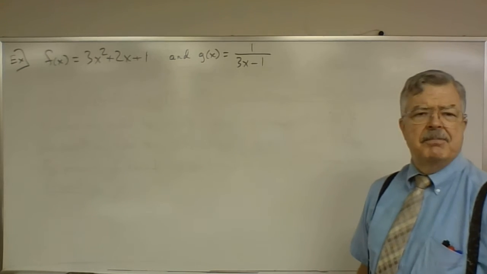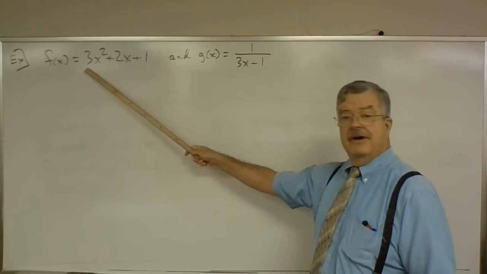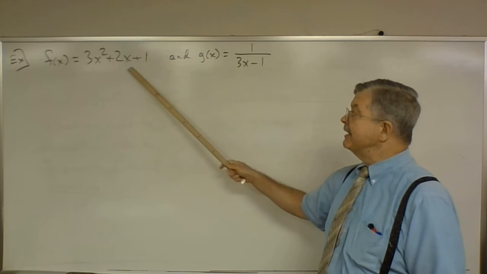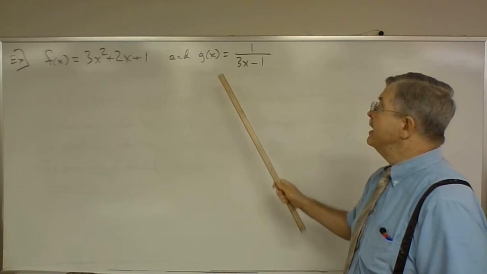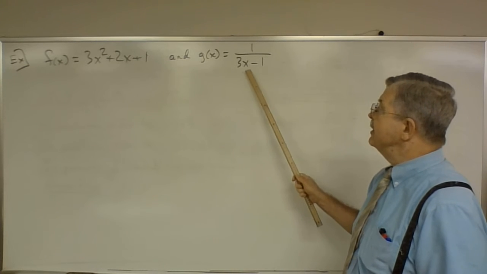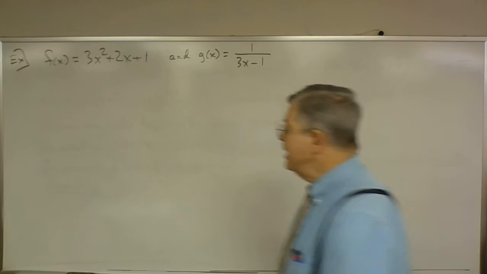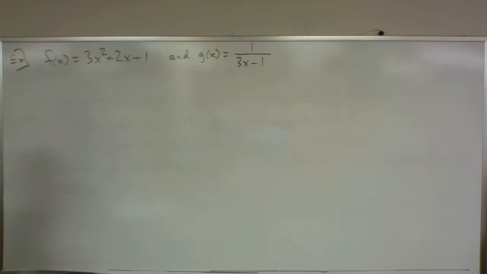Just for the sake of example, let's consider these two functions. f of x equals 3x squared plus 2x plus 1, and g of x equals 1 over 3x minus 1. And let's create some composite functions. f evaluated at g of x. What we'll do here is use the outer function, f, as the function of reference.